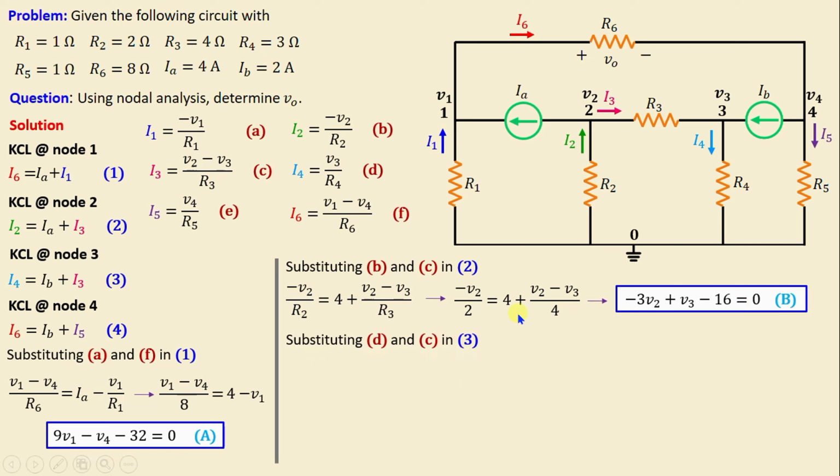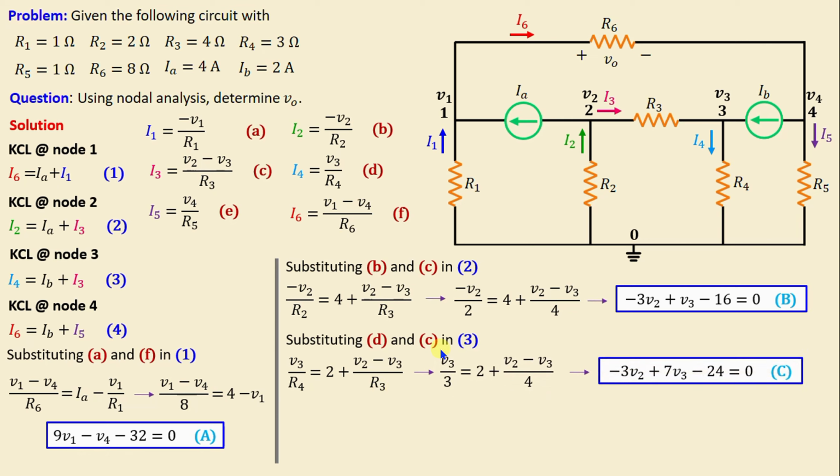And now by substituting equations D and C in equation 3, we obtain V3 over R4 is equal to 2 plus (V2 minus V3) over R3. And if we continue simplifying this equation, we finally obtain negative 3V2 plus 7V3 minus 24 is equal to 0.